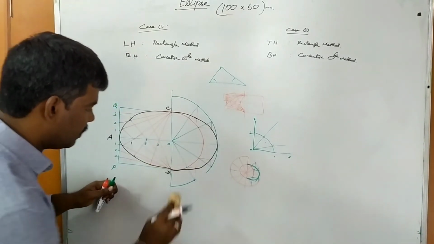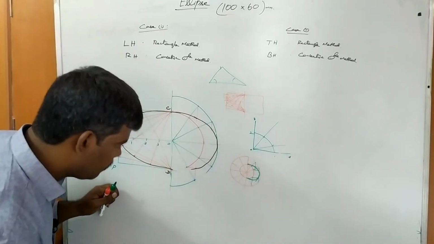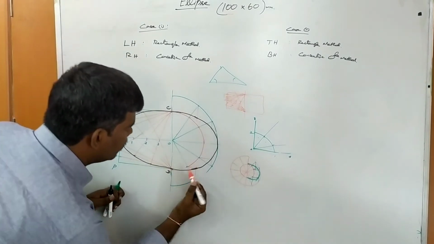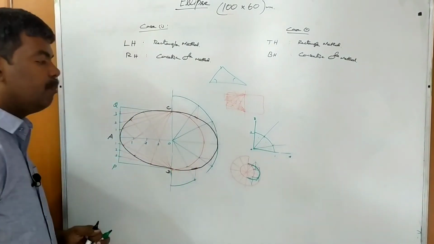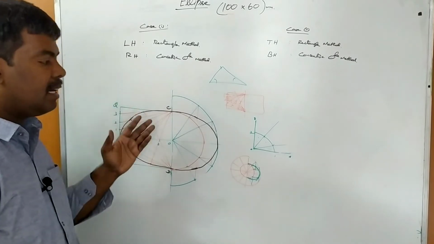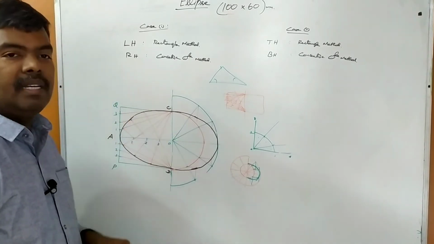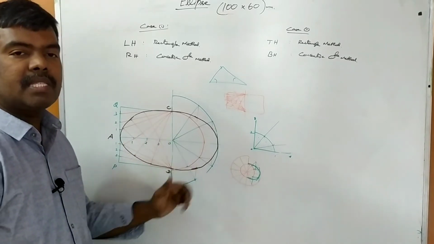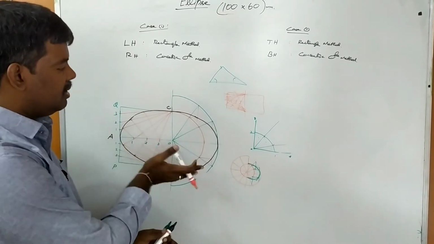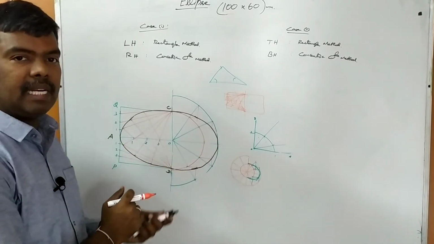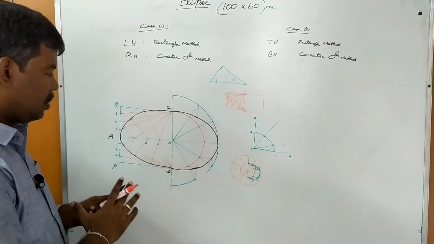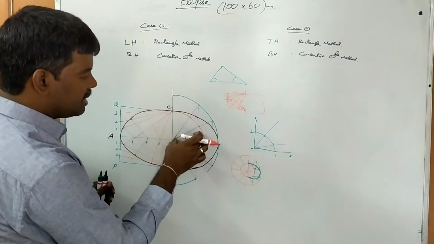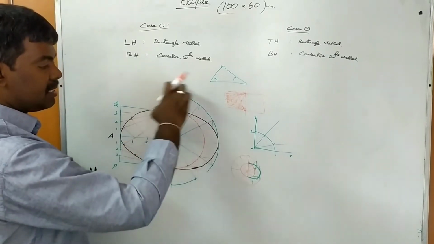Clear? So this one. Understand? So this is the method for combination of rectangle and concentric circle method to construct an ellipse. Clear? So left half is rectangle method and right half is concentric circle method. Same, vice versa, you take left as concentric and right as rectangle. Same procedure. Clear? So only one thing, in left right system, the minor axis radius and major axis radius.